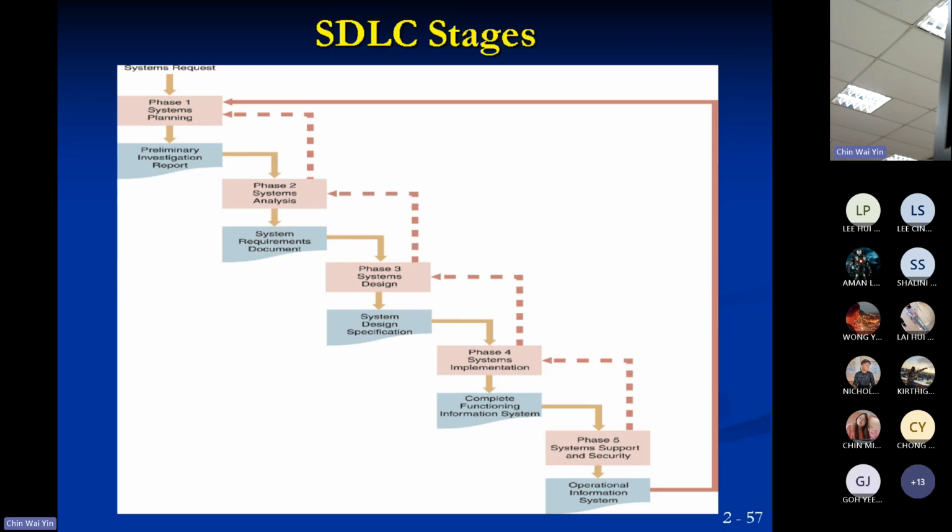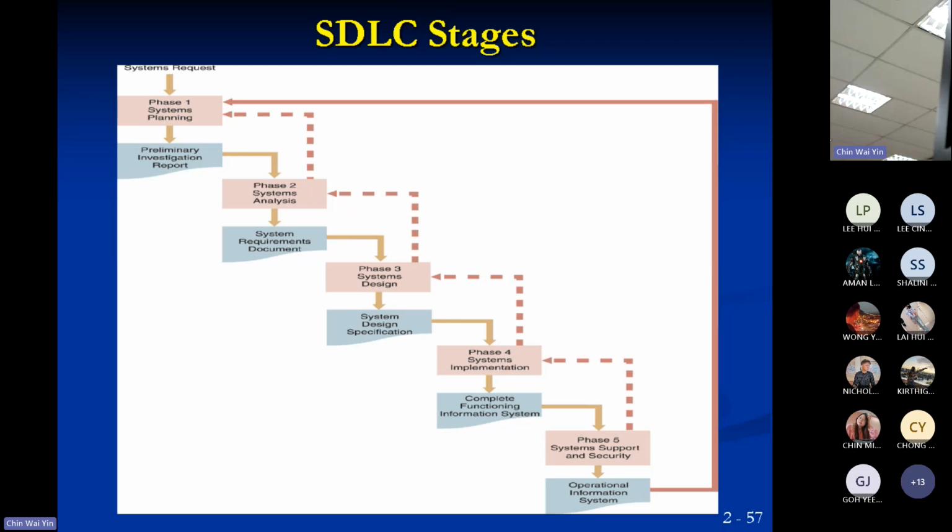Okay. Now, if you notice in this diagram, what else is there? A dotted red line, right? That goes backwards. Okay. What does that mean? Now, these are some of the features or characteristics of SDLC.